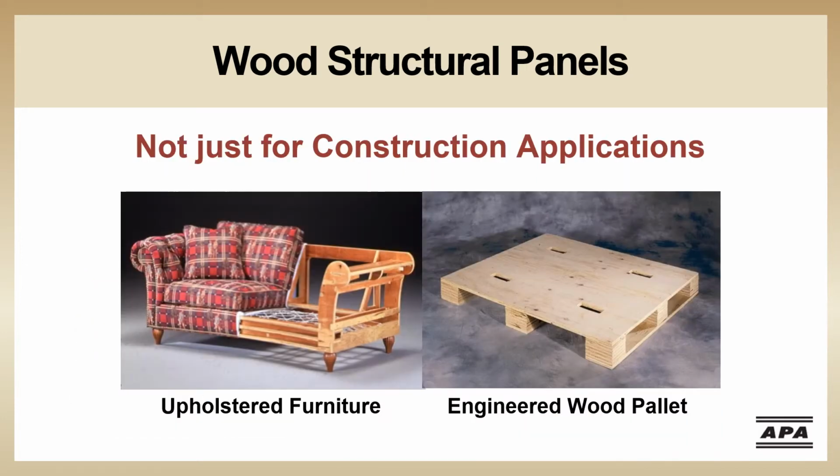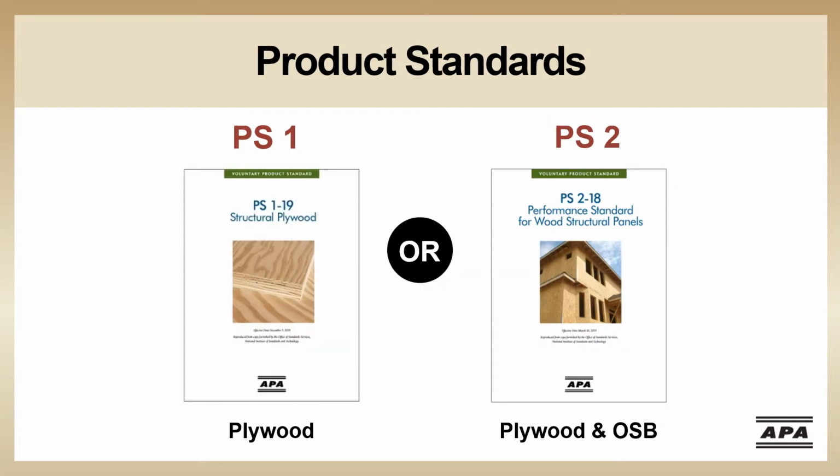Although the trademarks are intended for use in construction applications, they can also be helpful when considering the use of performance-rated or other wood structural panels in products such as strong, lightweight upholstered furniture frames or durable engineered wood pallets. Wood structural panels are most frequently manufactured under two standards: PS 1, which is the voluntary standard for structural plywood, and PS 2, which is the performance standard for wood structural panels.